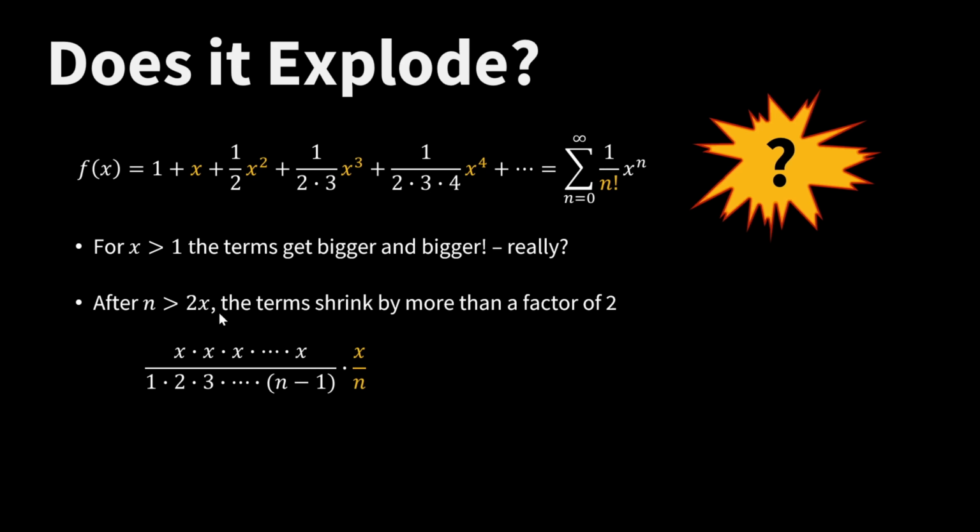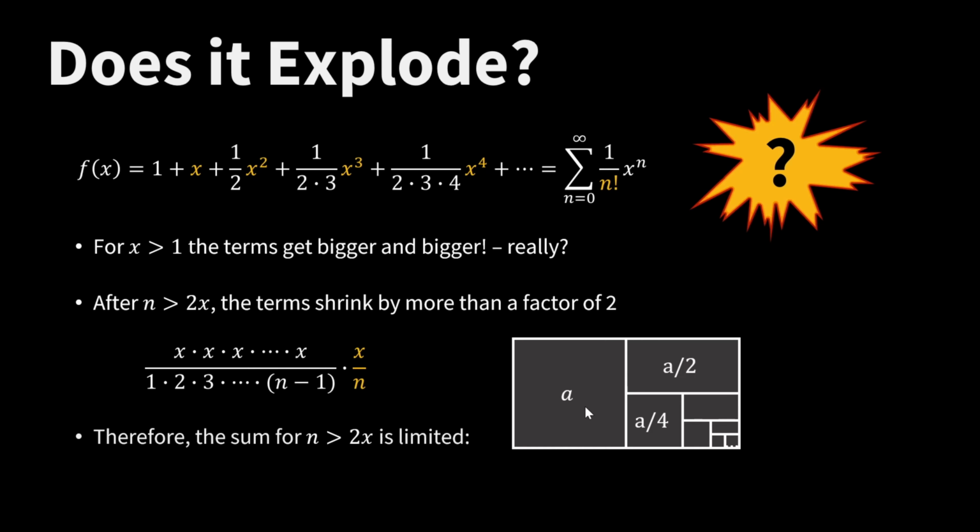Now for n greater than 2x, this factor is smaller than 1/2. Here I drew a little image of the sum of a plus a over 2 plus a over 4 and so on, and as you can see, the sum is actually finite. This means the sum of all the terms for which n is greater than 2x is actually limited. This also means the complete sum is limited as well, so we don't have an explosion.